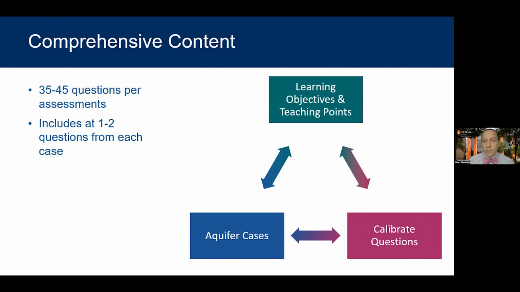The Calibrate assessment forms are comprehensive in their content. Each one includes 1 to 2 questions from each case, which is 35 to 45 questions per assessment. Aquifer cases are built on learning objectives, which are pulled from the national curriculum. The teaching points are the information that is delivered in each case that informs the learning objectives. The Calibrate questions are developed based on the learning objectives and use the teaching points found in the Aquifer cases. So there is a very close linkage between the Aquifer cases and the Calibrate questions.